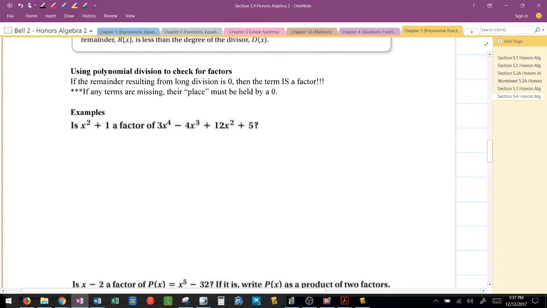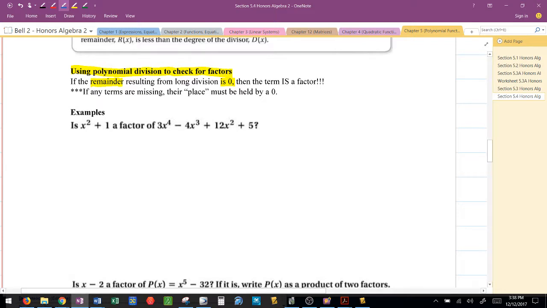The second thing that we can do with this long division is use polynomial division to see if something is a factor. Something is a factor if, when I do long division, the remainder is 0. If the remainder is 0, we know that that term is a factor. This is a more difficult way to do factoring as opposed to, like, GCF factoring and stuff like that. If any terms are missing, remember we have to keep their place held by putting a 0 in.